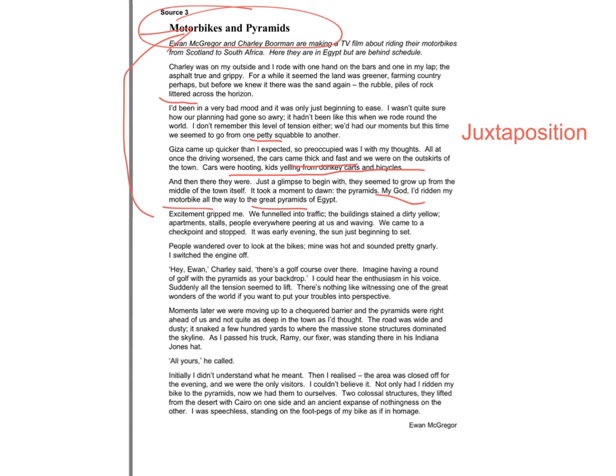Going on to the next paragraph: "Excitement gripped me. We funnelled into traffic, the building stained a dirty yellow, apartment stalls, people everywhere peering at us, waving. We came to a checkpoint and stopped. It was early evening, the sun just beginning to set." So here again, excitement gripped me. It's almost like excitement is a person hanging on to him, so he's personifying the feeling of excitement. Then the image of funnelling into traffic brings to mind a congested city and the fact that they're all squeezing into narrow roads. It's building up the atmosphere of the city and how busy Egypt is with cars everywhere.